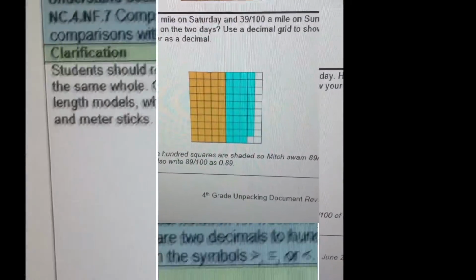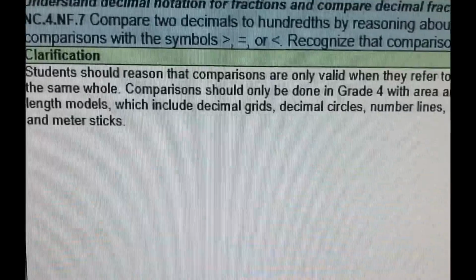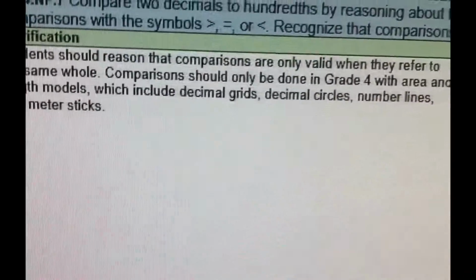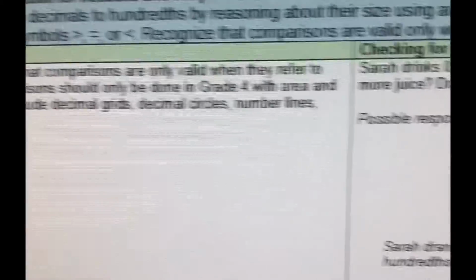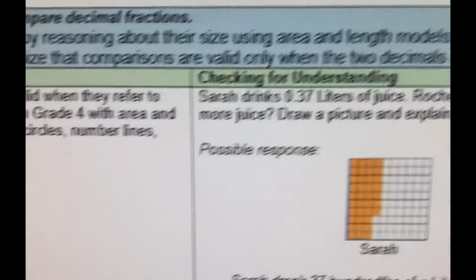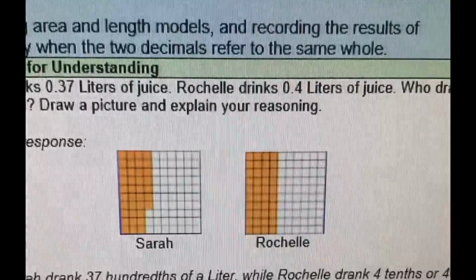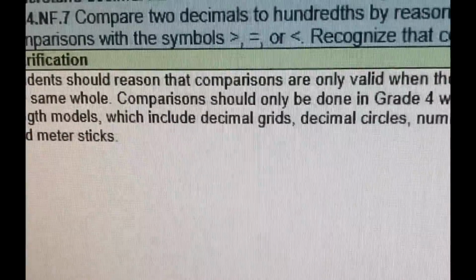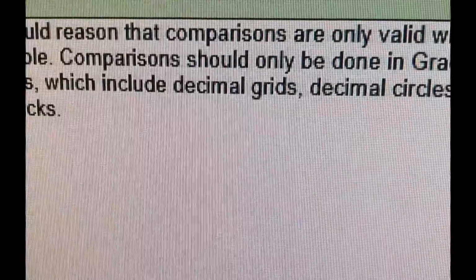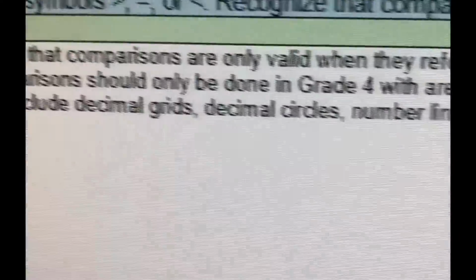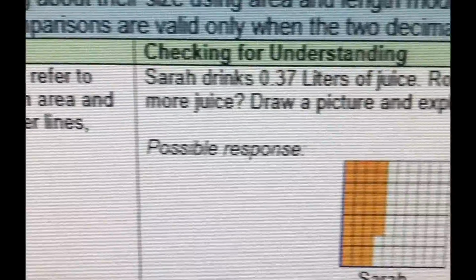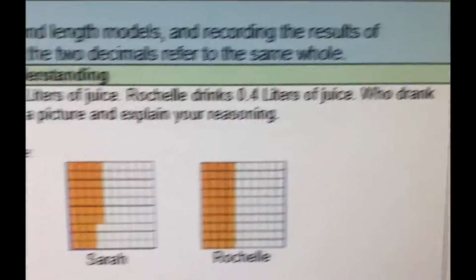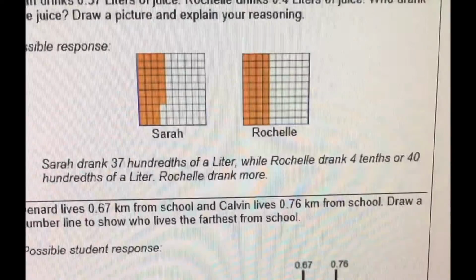All right, the other part of the standard about decimals is NC 4, NF 7. Compare two decimals to hundredths by reasoning about their size using area and length models and recording the results of the comparison with the symbols greater than, equal, or less than. Recognize that comparisons are valid only when the two symbols refer to the same whole. So it has to refer to the same whole.